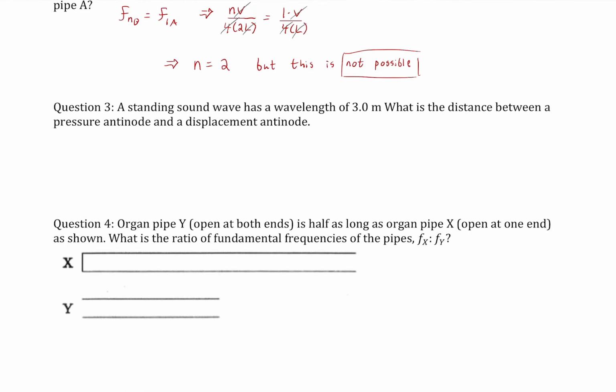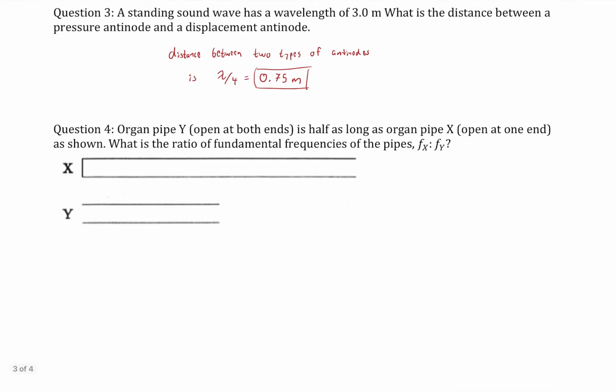Okay, what's the gap between them? A quarter wavelength. Okay, it's always a quarter wavelength distance, physical distance between any pressure node and a displacement node. Okay. All right, so that means that if the wavelength is 3, it's a quarter of 3, so it's 0.75 meters. Okay. All right, yet another concept question.